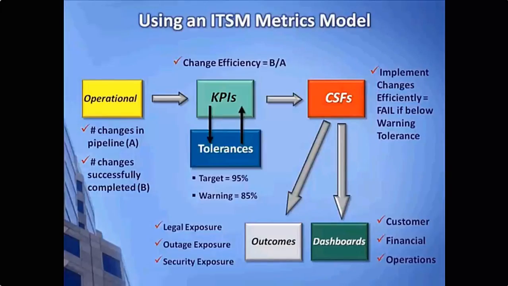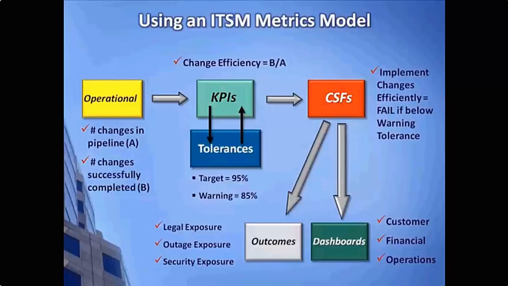Now, along with that KPI, what are the benchmarks or areas in terms of how do you know that the number you're seeing is necessarily a good number or a bad number? You do this with something called tolerances. In the tolerance box, you'll see that there's a target benchmark and a warning benchmark. The target benchmark says 95%. This means that if that change efficiency KPI is at 95% or higher, then we are in the green zone. We are probably operating at an acceptable level or even better.